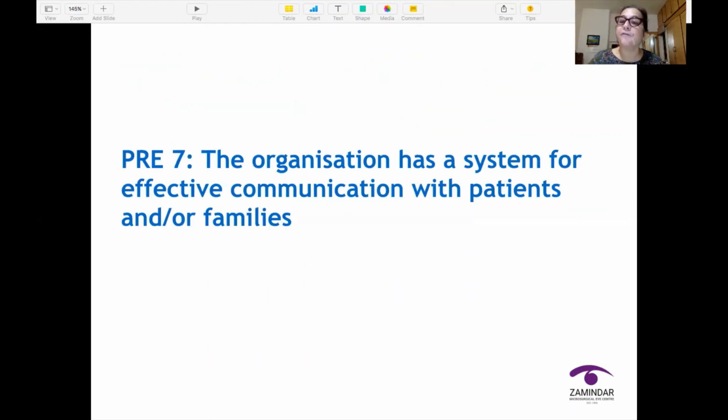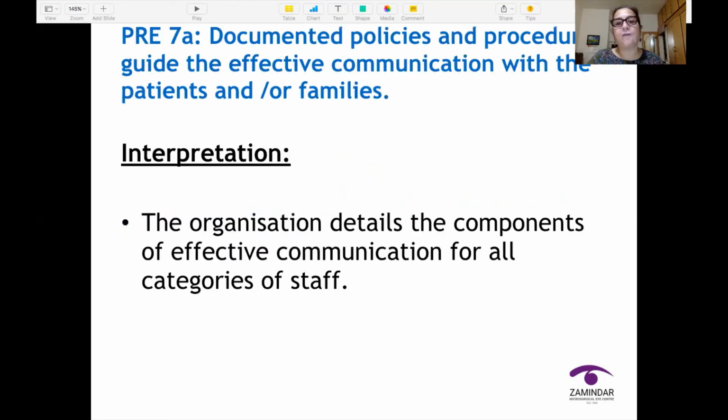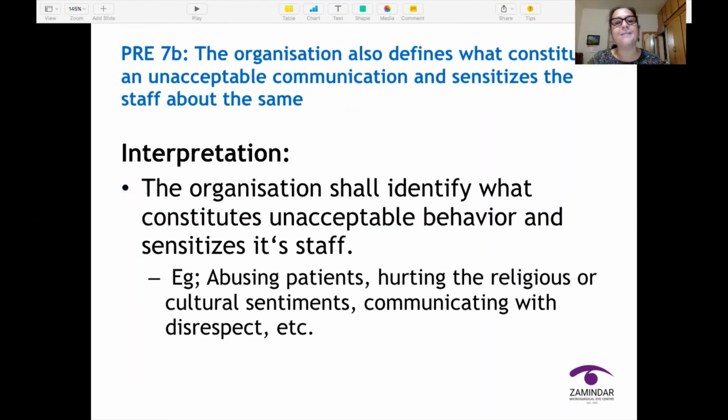The organization has a system for effective communication with the patients and their families, is PRE 7. And 7A says that there should be documented policies and procedures. How are you going to do the communication? That's very, very important. Documentation of communication. Communication errors are the most common errors in medical science, and that has been proved beyond reasonable doubt. So that's the reason why this standard has been added in the full NABH standards.